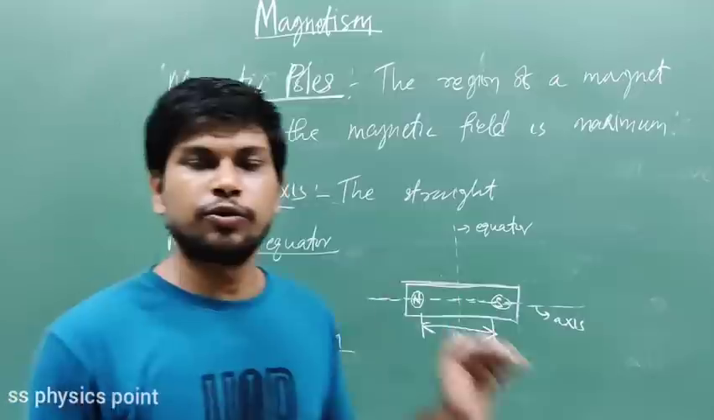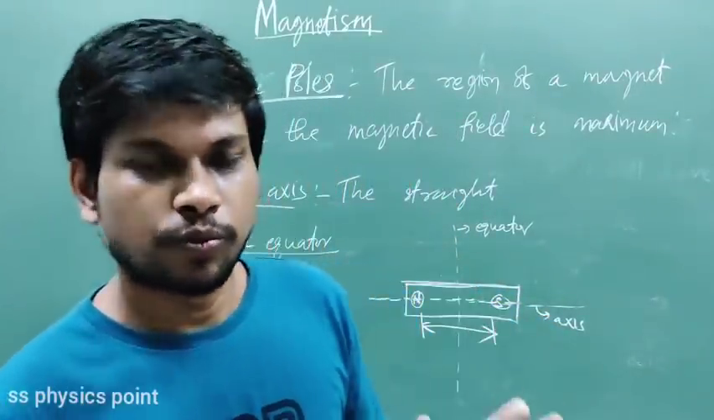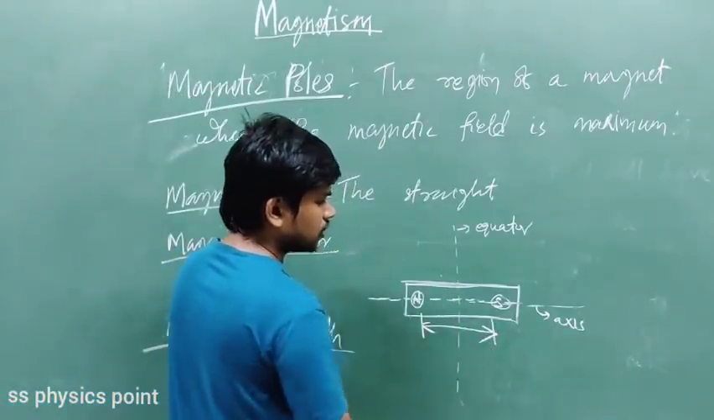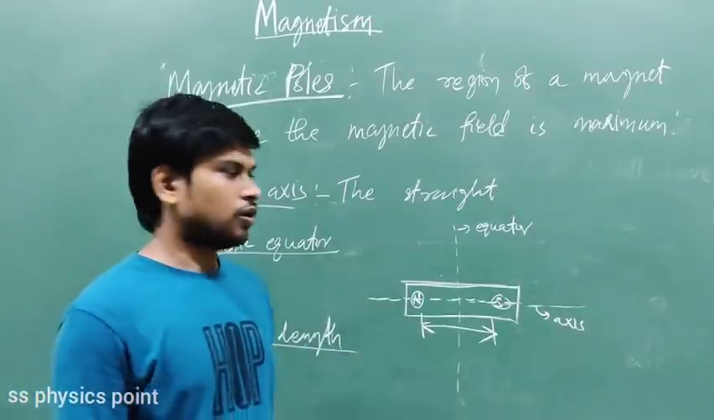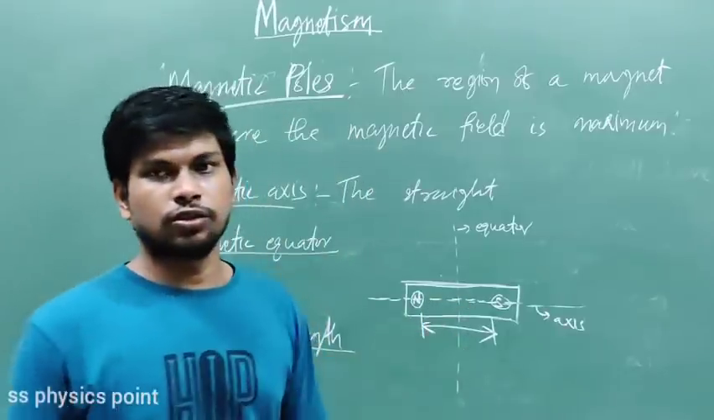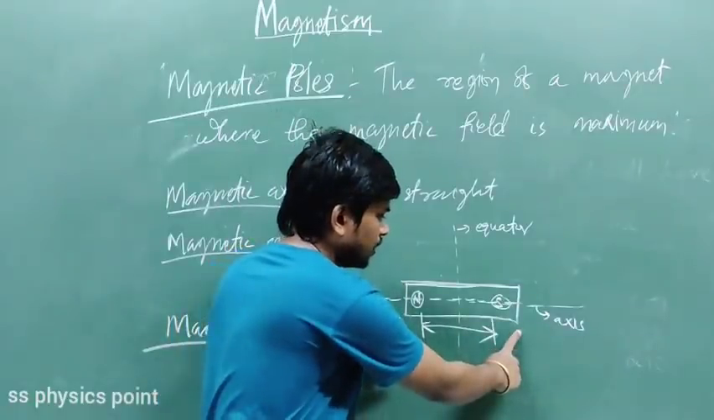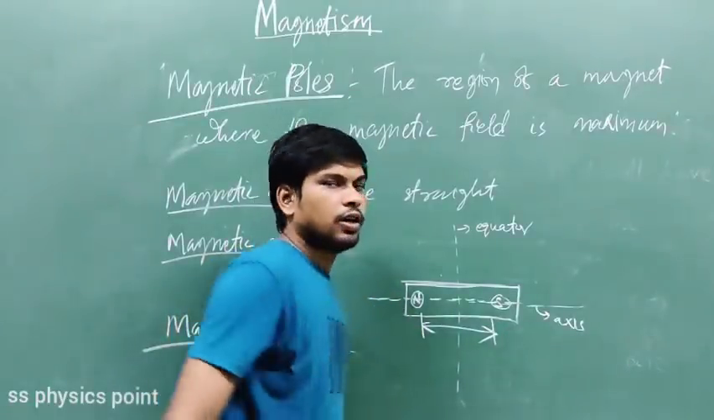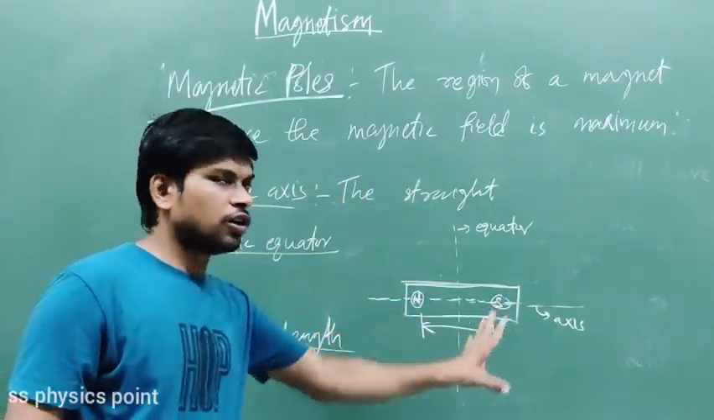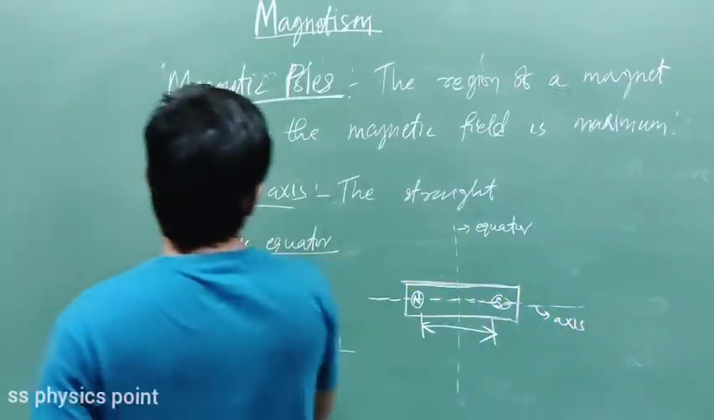The ratio between magnetic length and geometrical length is nearly equal to how much? 0.84. Geometrical length will be a little bit higher, and magnetic length will be a little bit smaller. So you can say nearly equal to 0.8. Don't be confused, magnetic length means the distance between the two poles of a magnet. These are the basic things which we have studied.